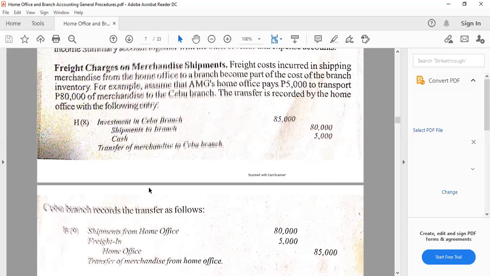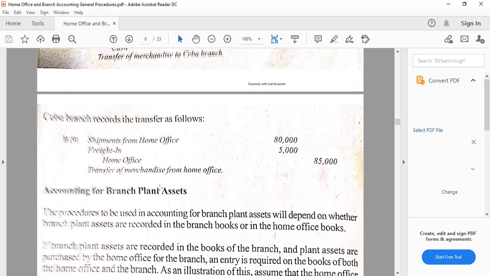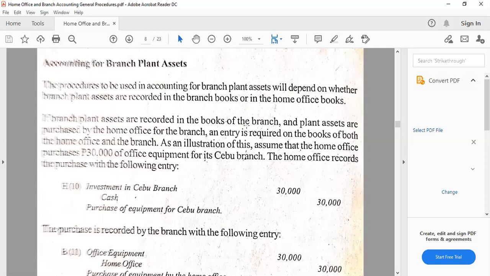So that is also another thing to be reminded or always be reminded about the home office and branch transactions wherein whoever does the transaction will have to record that and will have to reflect the appropriate account title. So for example, if that is payment, so that is the cash. And then if ever that is the item for cost of sale, let's say freight in, then debit freight in on the branch books. Next, accounting for branch plant assets would involve a lot of things.